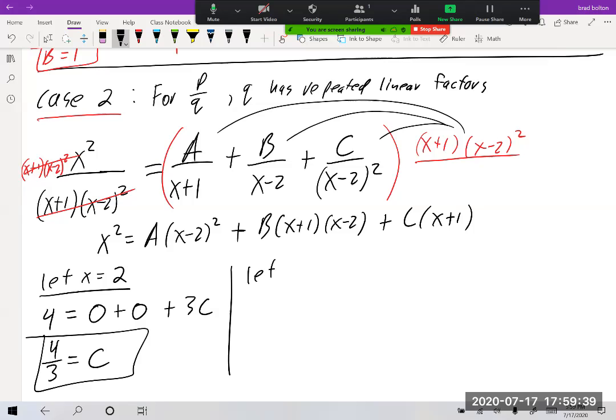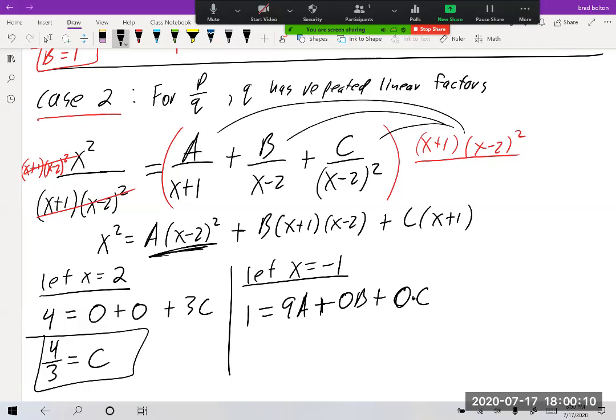Now, what's another good choice for x? Let's see here. Let x equal -1, right? If I let x equal -1, this will become 1, so -1 squared is 1. This one right here will become -1 minus 2, which is -3, squared is 9a. Now this will become plus 0b's, and this will become plus 0c's, right? So then we just have 1 over 9 is equal to a, right? So I got that one now.